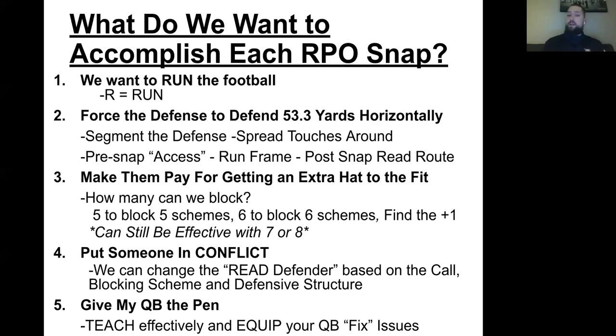And this can still be effective with 7 or 8 men in the run frame, right? You could be in 21 or 12 personnel and still have a phenomenal RPO structure. There's a lot of teams that are doing it. And if you got 2 tight ends, man, 12 personnel RPO is a mother to defend. So now we got to put somebody in conflict. That's what else we want to accomplish. Who are we going to read?